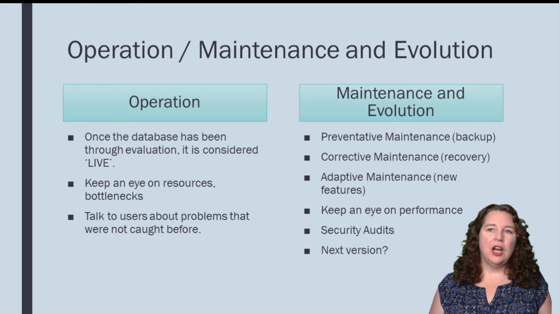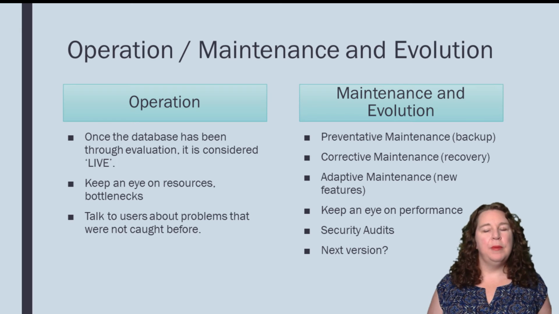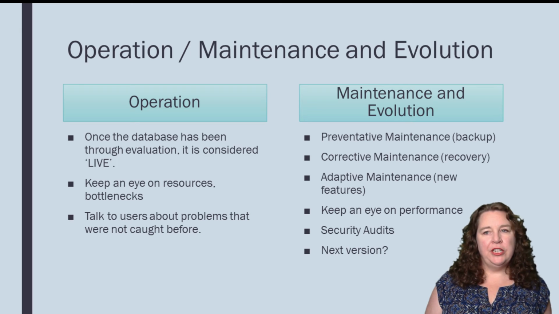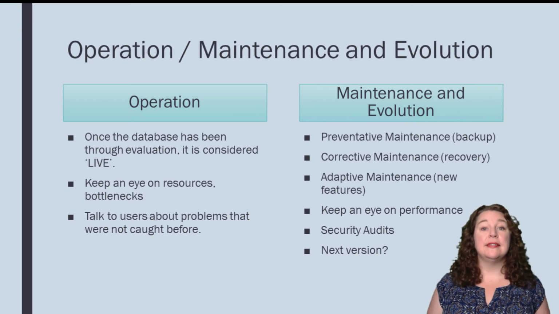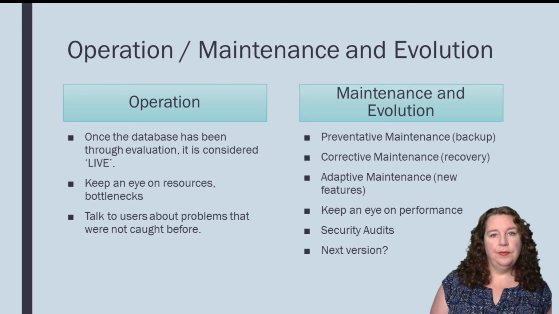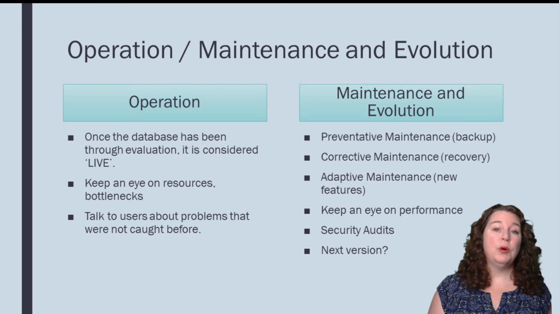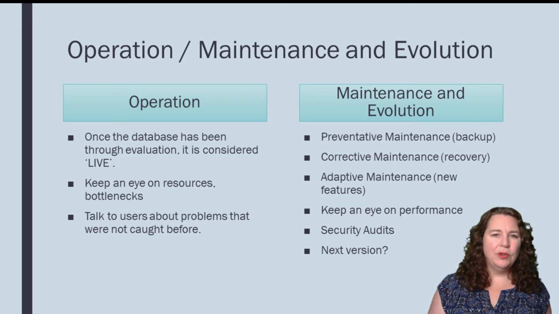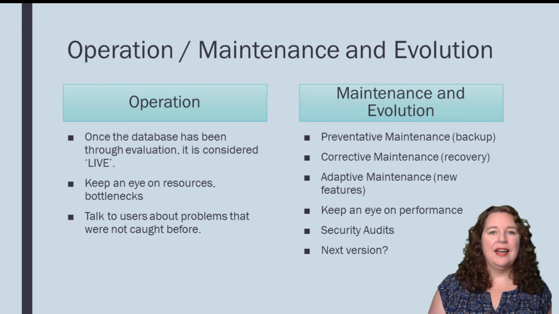So now we're going to talk about operation and maintenance and evolution, because they're kind of both the same thing. In operation, this is where we go once our database is considered live. In any system, you're going to have a point where you say, okay, we're live. Now people can use it, and I'm okay with that, and everything should be working fine because I've tested like crazy, and I'm pretty sure it works, and we're going to go ahead and make it live.